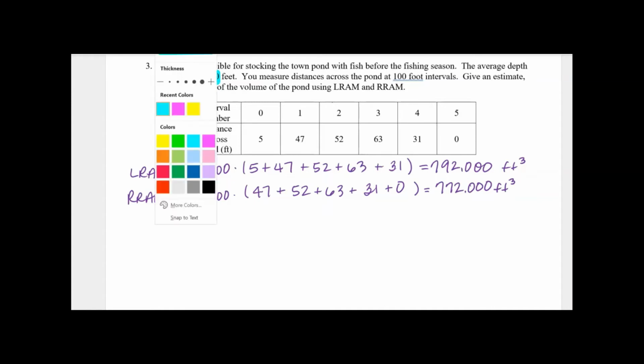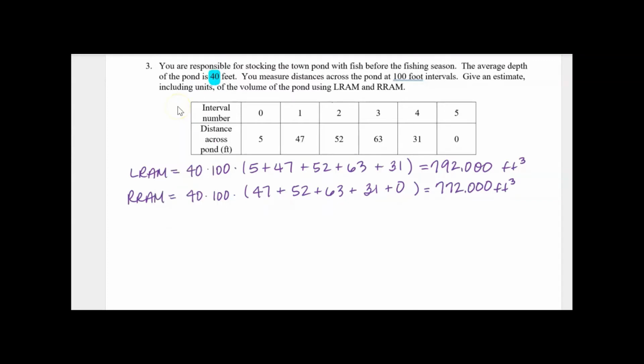The other thing that's interesting about this question is that there are 100-foot intervals, but the table is only giving us the interval number. So that's why you see this 100 in our calculation. Because if you're trying to get how much volume there is, you need to make sure that the units work out. So we've got 40 feet of depth, 100-foot wide intervals, and then you have feet going across the pond. So that's going to give you feet times feet times feet, which is giving you a feet cubed calculation.